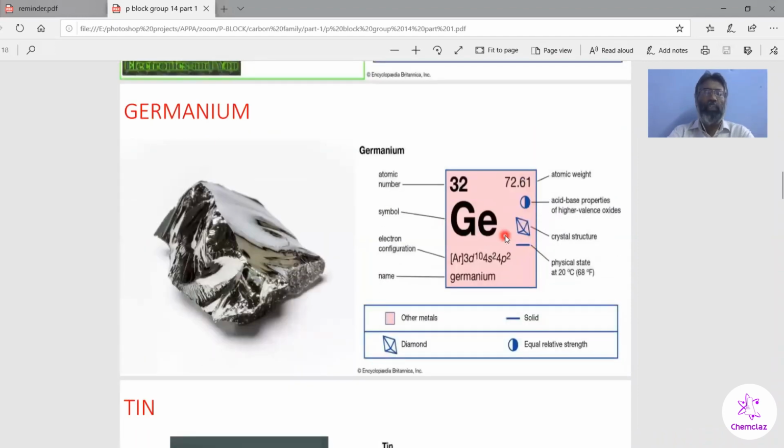The next one is germanium. You can see the lustrous nature is very high compared with carbon and silicon, because from germanium the metallic nature starts. Atomic number 32, electronic configuration argon 3d10 4s2 4p2. This one is metallic in nature with atomic weight 72.6. Its oxide has equivalent relative strength, that means germanium oxide is an amphoteric oxide, and the crystal structure is also the diamond structure.